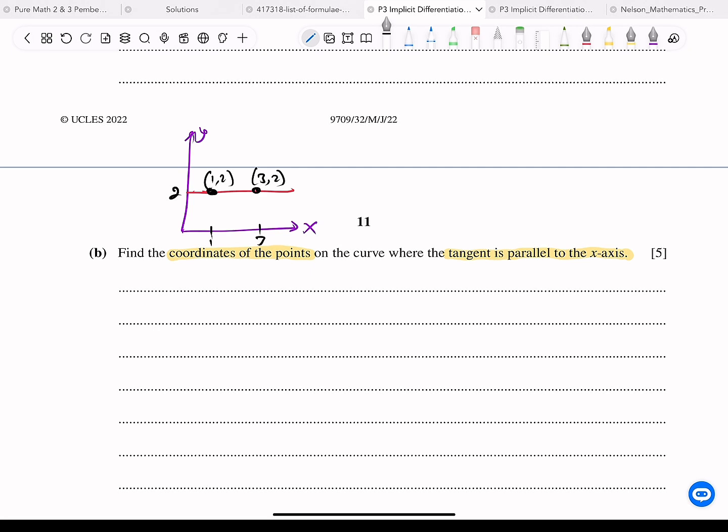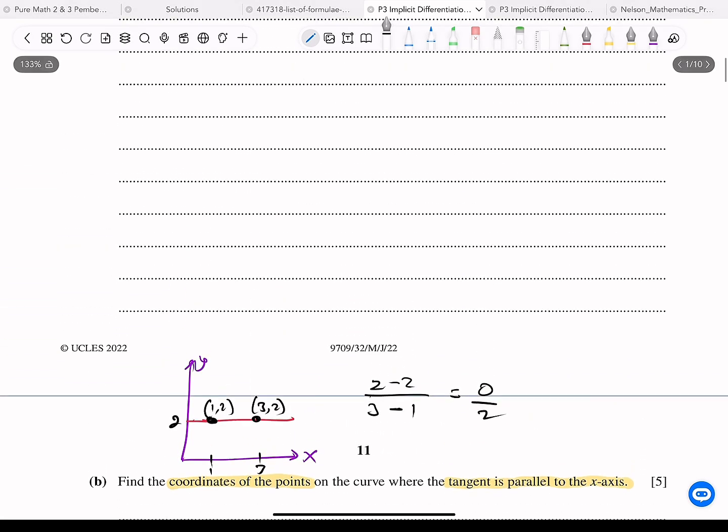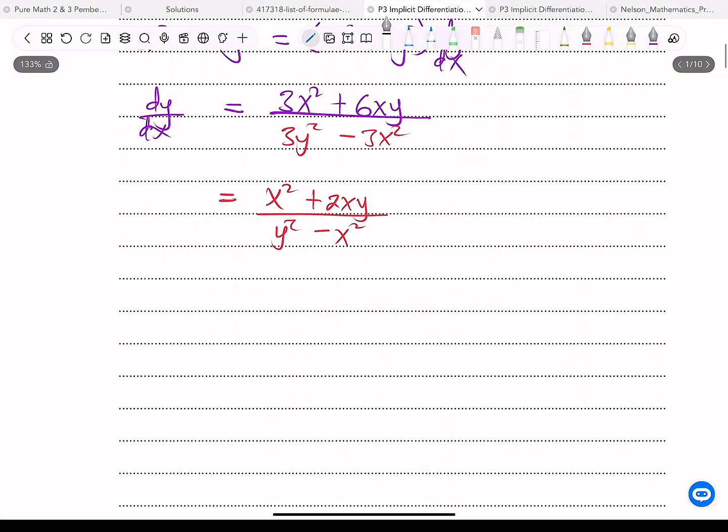Now, try finding the gradient of this line. So you have (2 minus 2) over (3 minus 1), giving yourself 0 over 2. So that means that the numerator of the gradient must be 0, right? Okay, so what was your gradient? Well, dy/dx was this.